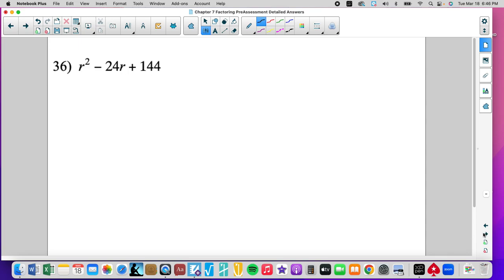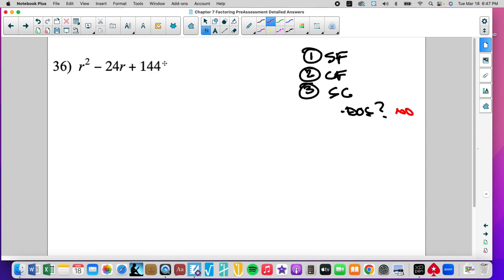Oh, all right, now we should notice, slow down, it's not two terms anymore. So let's slow down, go back. Is it in standard form? Yes. Is there a common factor? No. Is it a special case? Is it the difference of squares? Nope, because difference of squares has two terms. This is three terms. The other special case was binomial square.